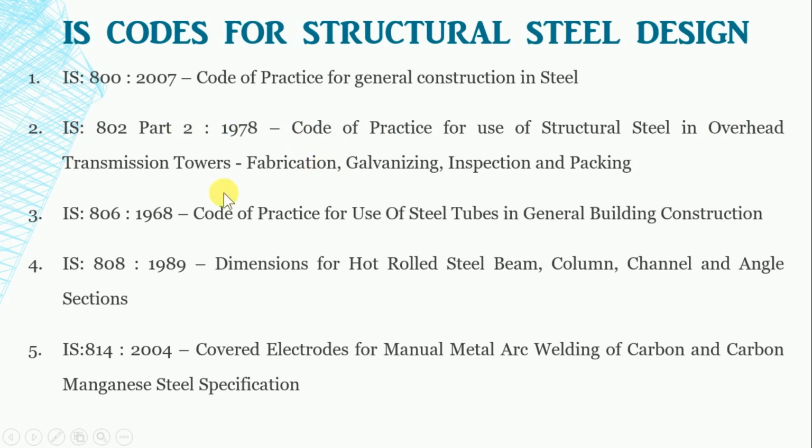IS 806-1986 states the uses of structural tube in the design of building construction. IS 808-1989 gives the dimensions of hot-rolled steel beams, columns, channels and angle sections. IS 814-2004 is for covered electrodes for manual metal arc welding of carbon and carbon manganese steel, specification.